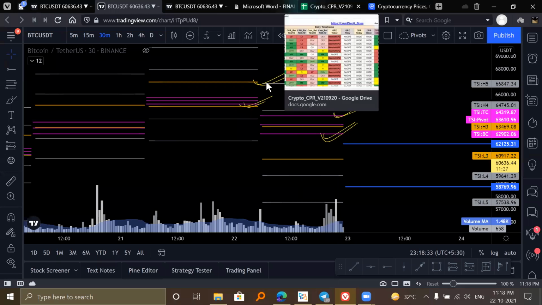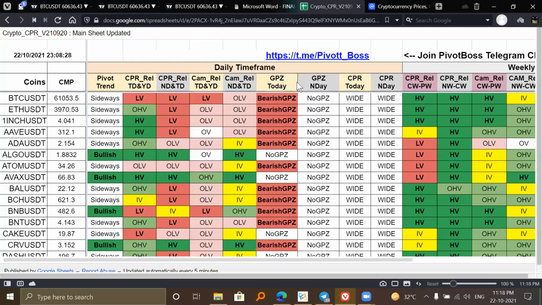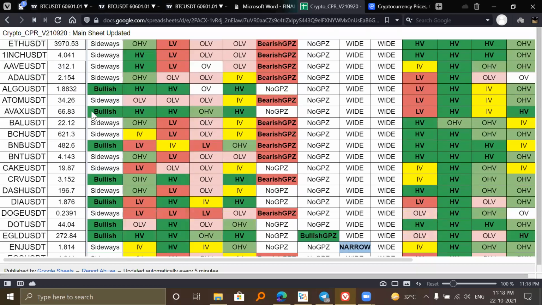Next comes the GPG. GPG today means today which type of GPG was there? PRS GPG. And no GPG was found in Algo USDT, Avax USDT, Cake USDT.